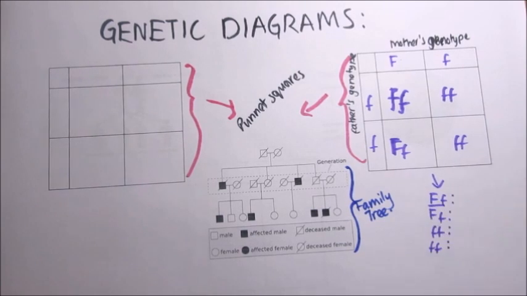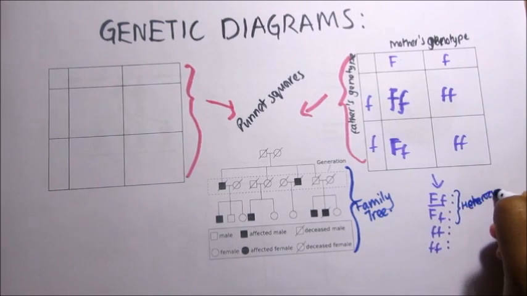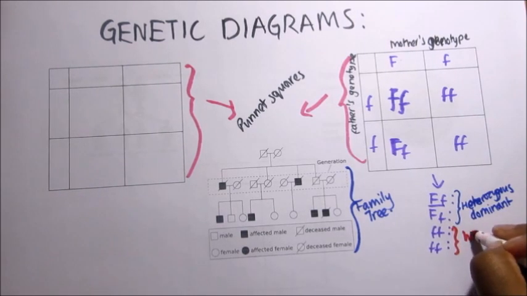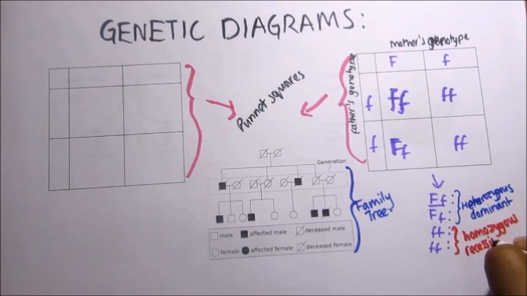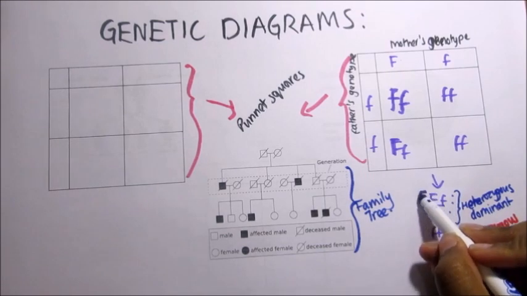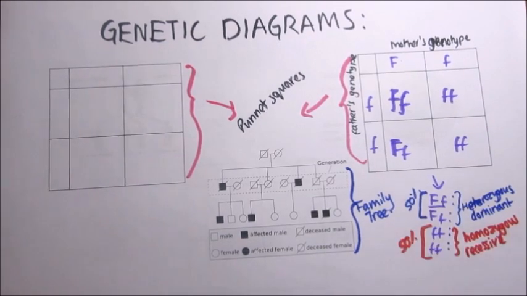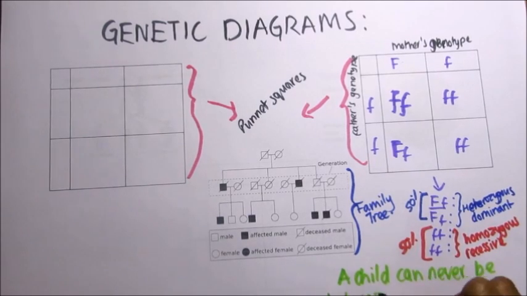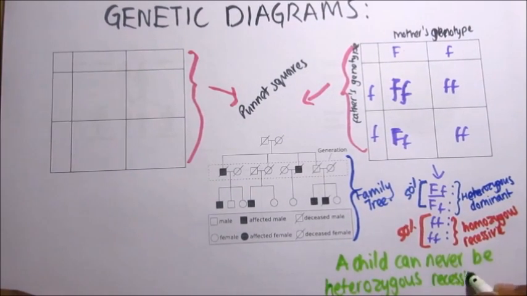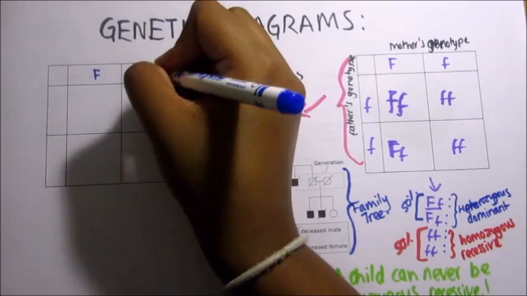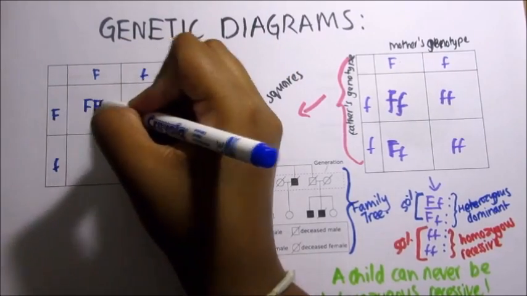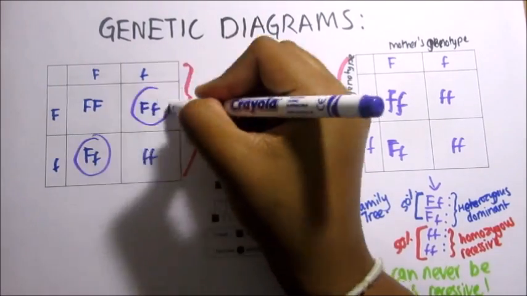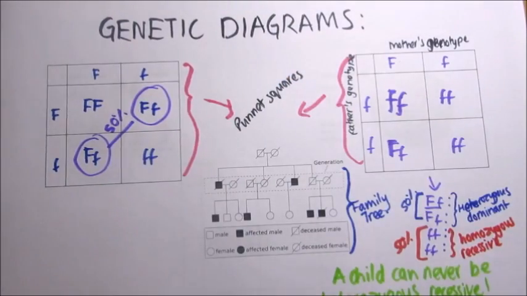Now, the first two I have down is heterozygous dominant and the other two are homozygous recessive. So the first will show the dominant trait and the second will show the recessive trait. And a child can never be heterozygous recessive because the dominant allele will always overrule the recessive allele. Now I'm doing the same on the other side but with different letters, and you'll be asked to work out the probability of these.